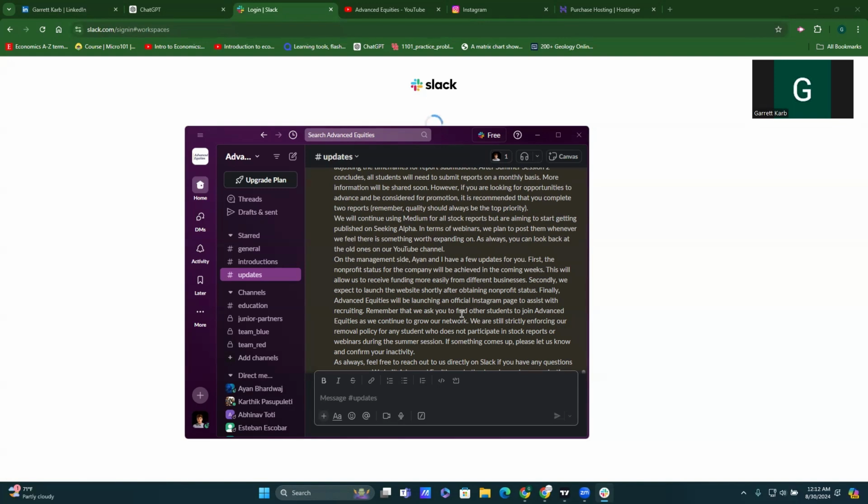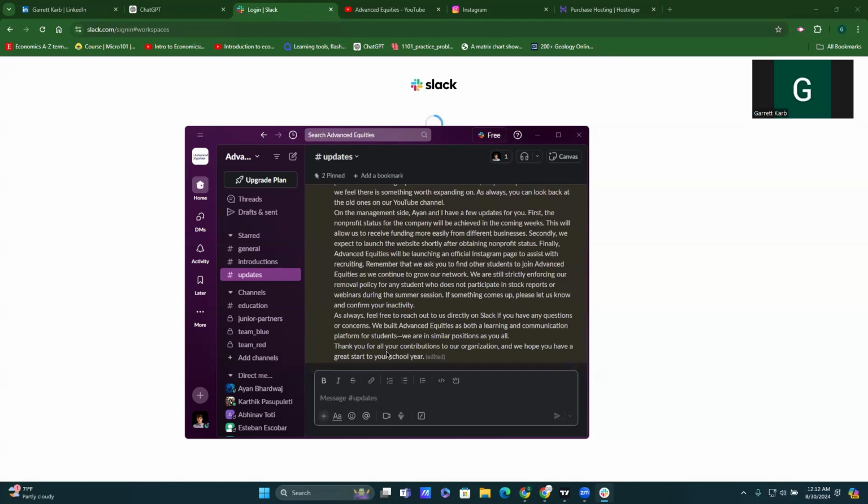We are still strictly enforcing that rule about inactivity. So if you're inactive during a summer session, we're going to have to remove you just because of company policy. That's just so we can keep everyone active and we know that everyone's really here. So I think that's going to be it though.